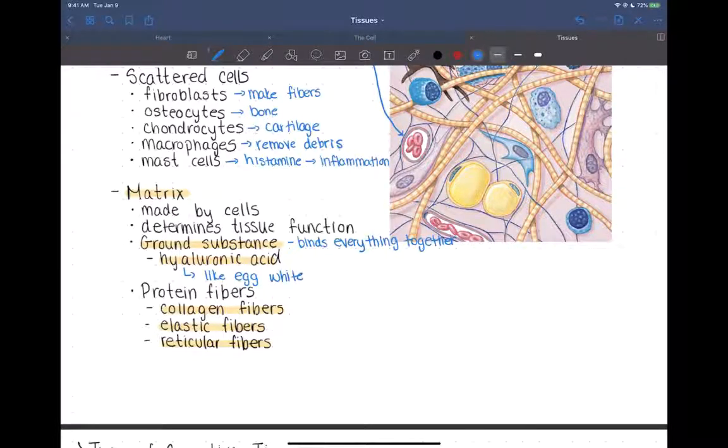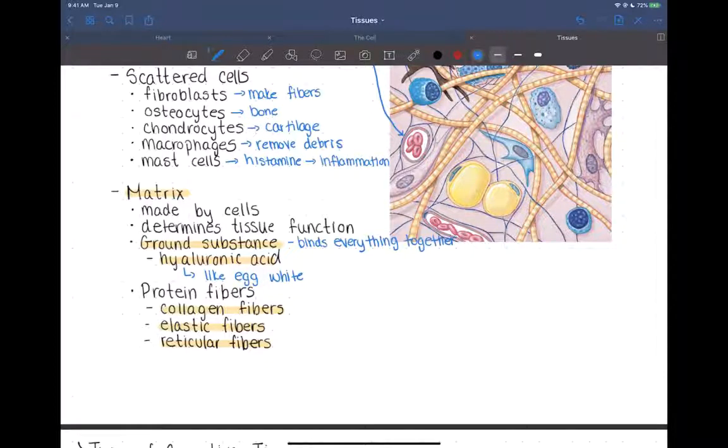So it's very jelly-like, right? It's not hard, right? So cells could easily move through it if they needed to. But it's not completely fluid like plasma in blood. Hyaluronic acid has kind of a gel quality to it. So that's our ground substance.